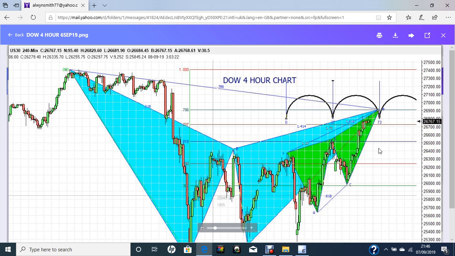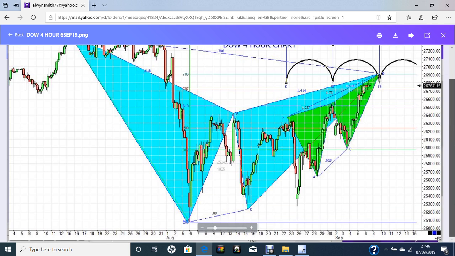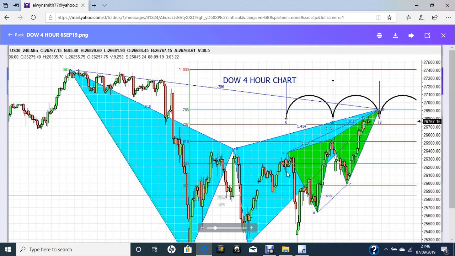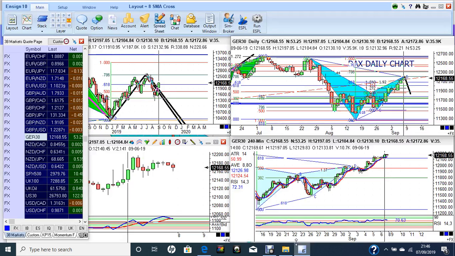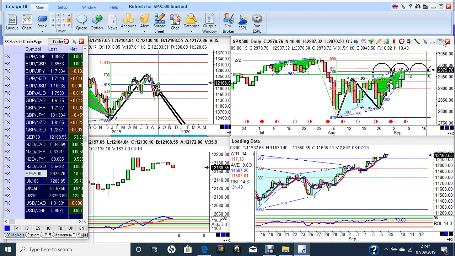Again, the first target was what we did the last time, this BC swing down here, so you'd be looking at that as a minimum. Whether it turns into anything bigger than that, and it certainly could when you look at the patterns on the weekly chart. So we've got two patterns, your three drives, your A, B, C, D Gartley. That's your Dow.